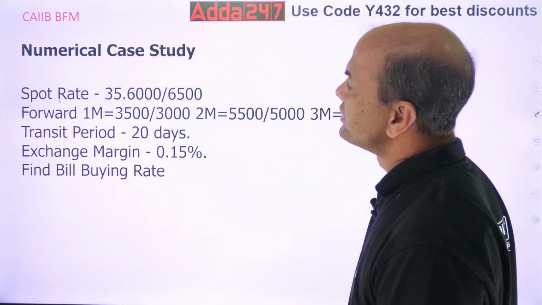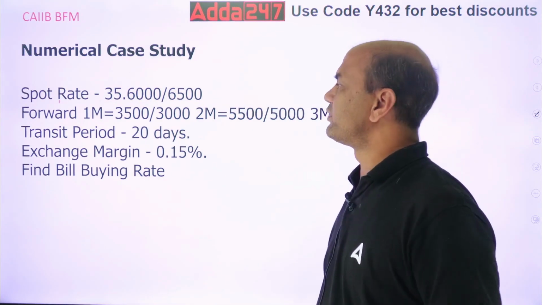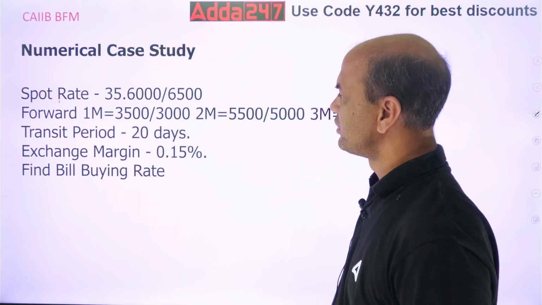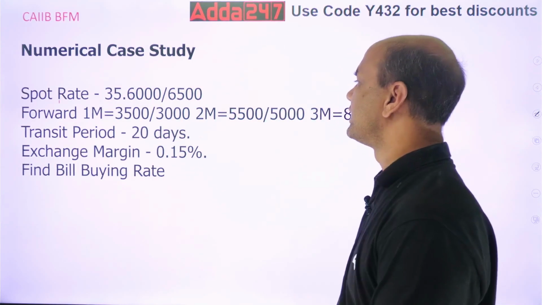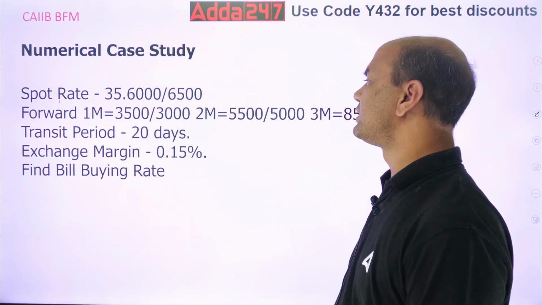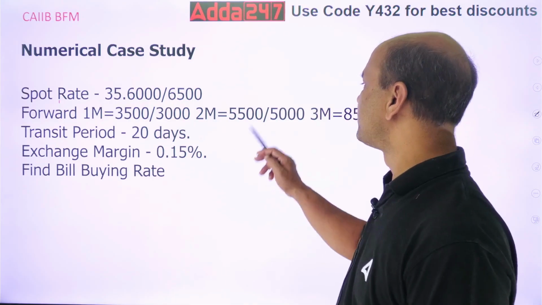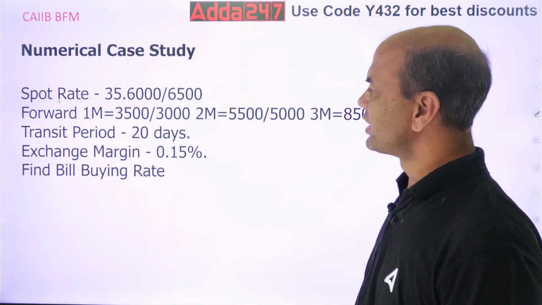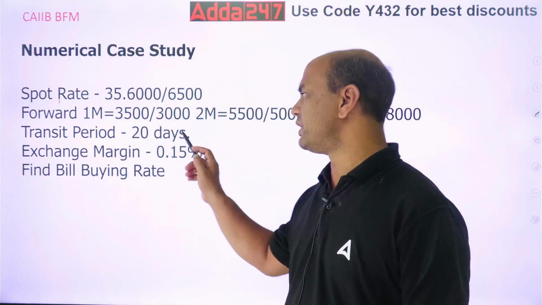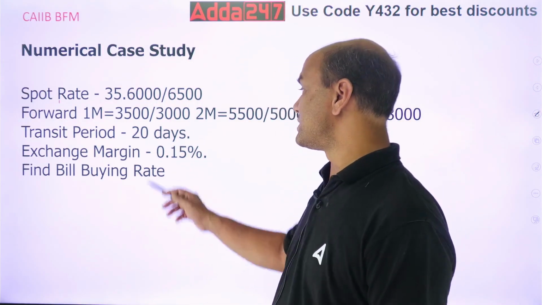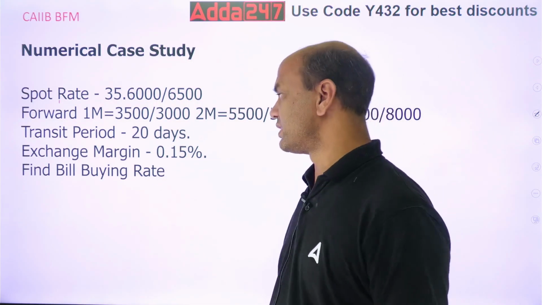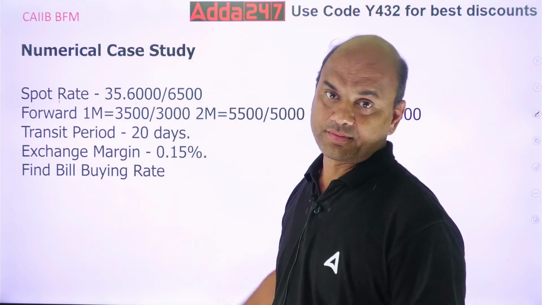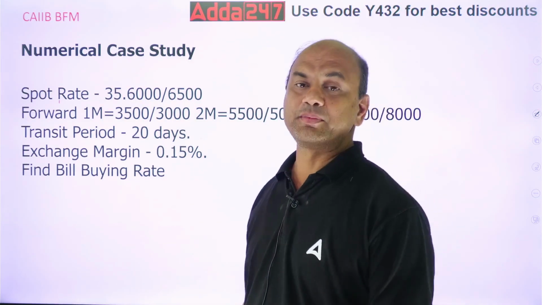What is given? Spot rate is given as 35.6065. Forward for 1 month is given as 3500 and 3000. 2 month is 55 and 5. 3 month is 85 and 80. Transit period is given as 20 days. Exchange margin is given as 0.15%. Calculate the bill buying rate. It's a buying. Buying means export.